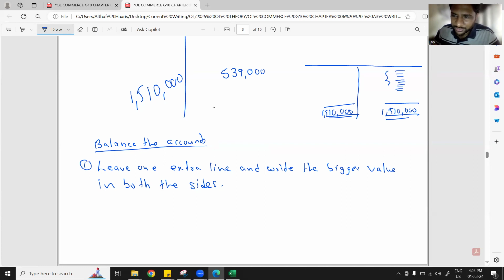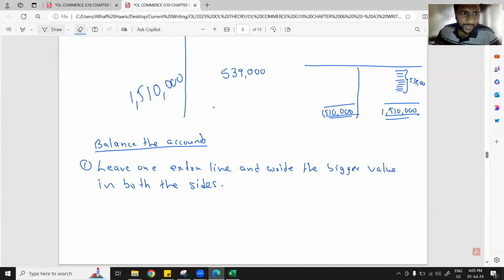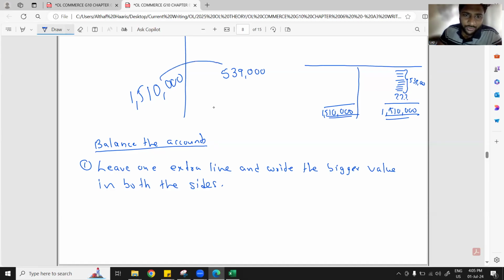You know, no, we found all these items. Total was how much, people? We found it, the total of all of these is 539. So how much is this? How to find it, people? Very simple. Find the gap between these two. 1510000 and 539000.